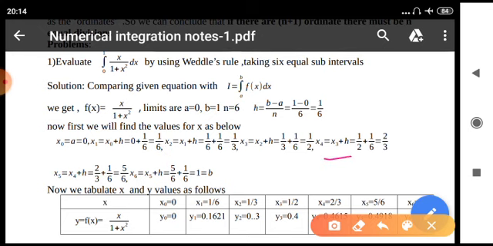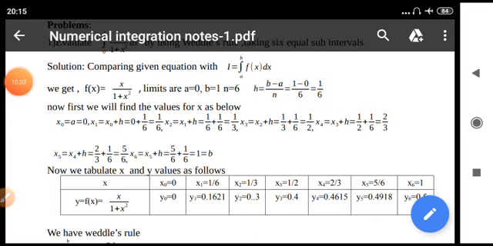x4, which is given by x3 plus h, 1 by 2 plus 1 by 6, which is 2 by 3. x5, which is given by x4 plus h, that is 2 by 3 plus 1 by 6, which is 5 by 6. x6, which is x5 plus h, that is 5 by 6 plus 1 by 6, which is 6 by 6, which is equal to 1, which is the upper limit b. So students, here we have to start with lower limit x0 equal to a equal to 0, and we have to get the upper limit, which is b, which is equal to 1. With h equal to 1 by 6, we get x6 as 1.